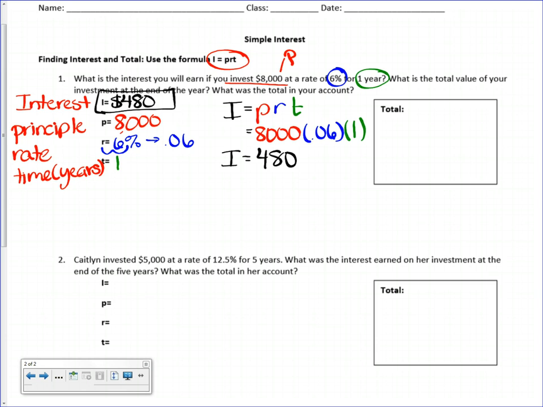And then it asks for the total of your investment or the total in your account. It's the same thing. So to find the total, we take the interest and we add the principal. So our total, we're going to take 480 plus my principal of 8,000. So we're using that P again. And the total in my account would be $8,480.